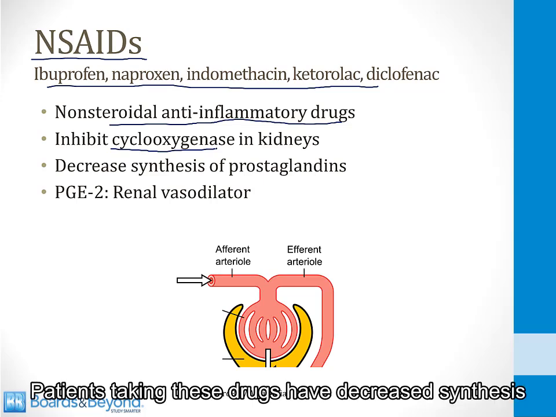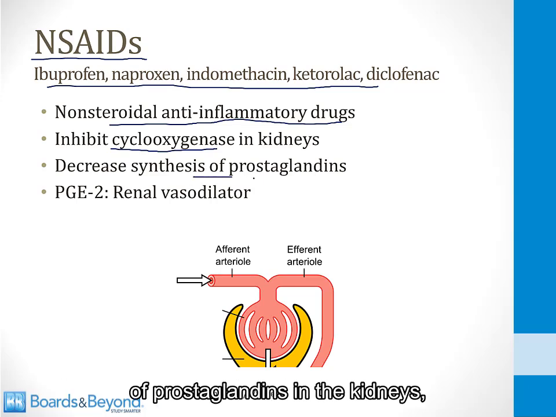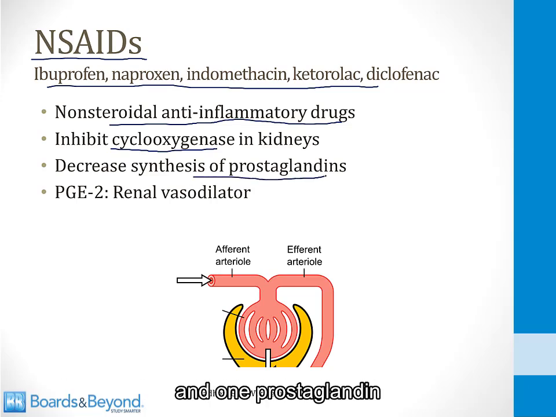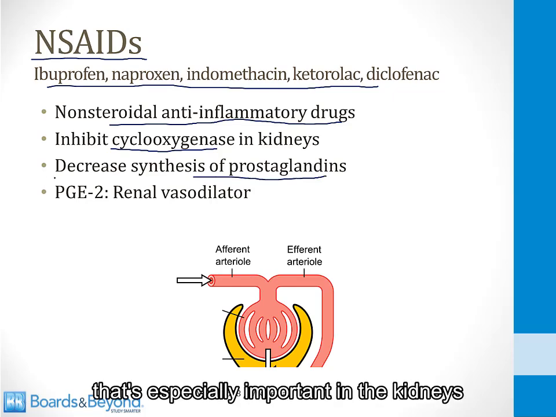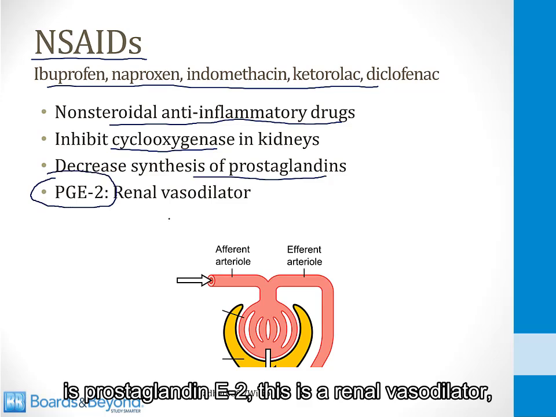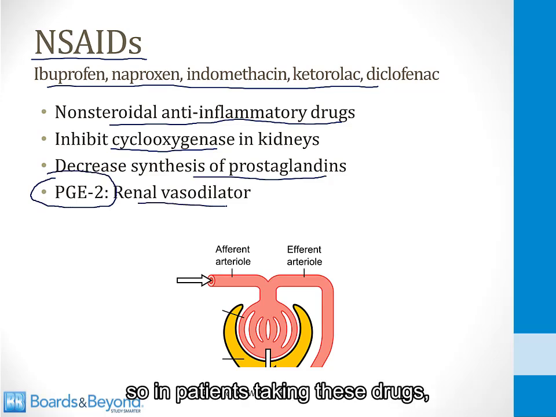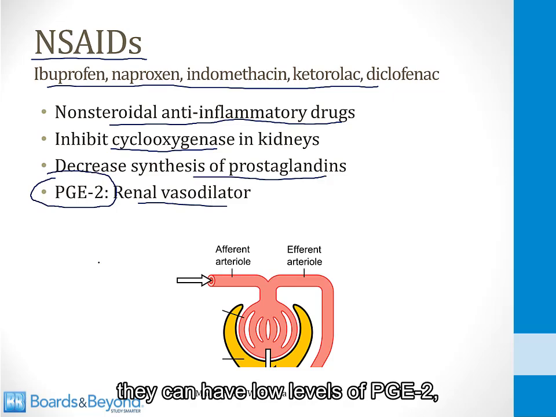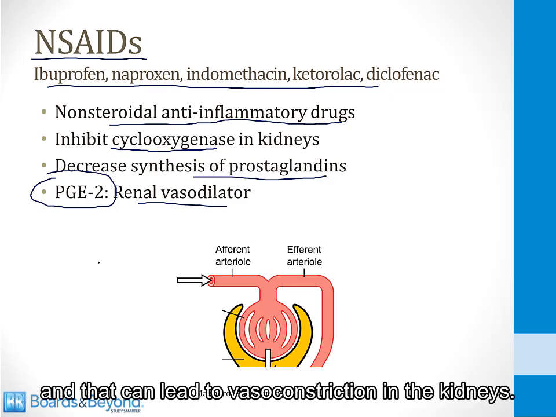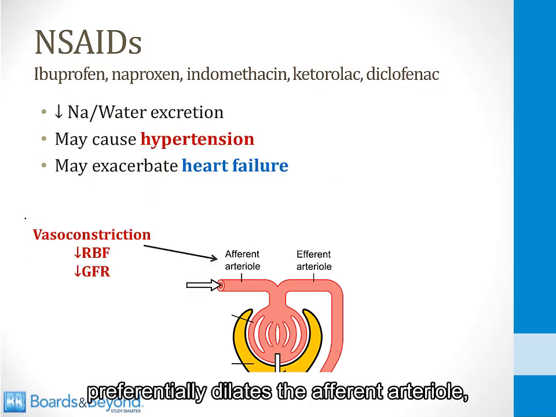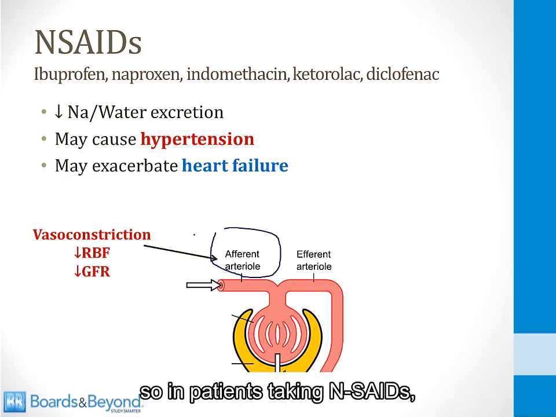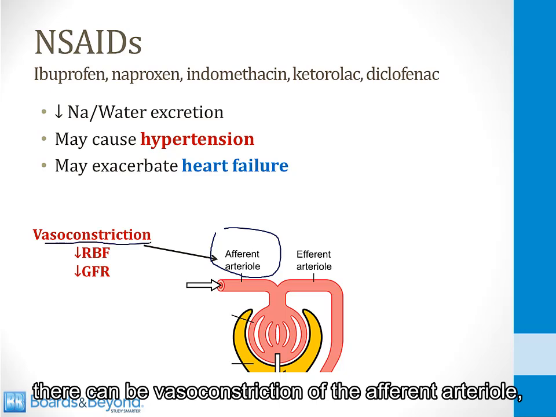Patients taking these drugs have decreased synthesis of prostaglandins in the kidneys, and one prostaglandin that's especially important in the kidneys is prostaglandin E2. This is a renal vasodilator, so in patients taking these drugs, they can have low levels of PGE2, and that can lead to vasoconstriction in the kidneys. Prostaglandin E2 preferentially dilates the afferent arteriole, so in patients taking NSAIDs, there can be vasoconstriction of the afferent arteriole.